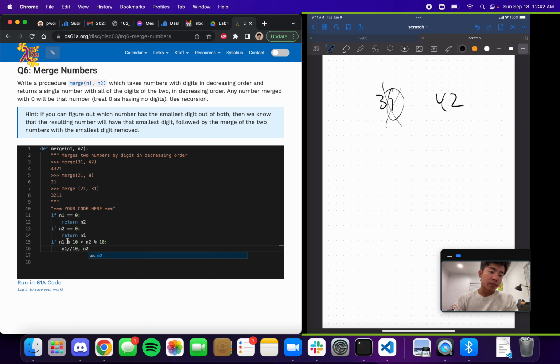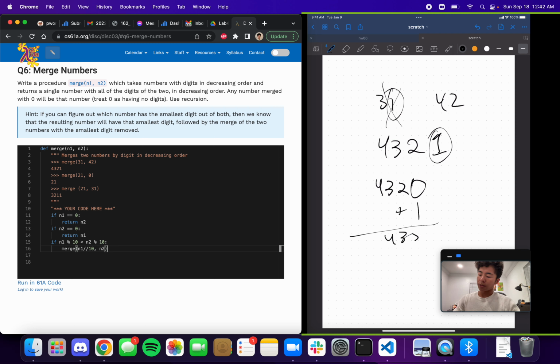And what do we want to do with this? We want to merge these together. Merge n1 divided by 10, so the 3, and n2, the 42. Then we can assume that we're going to get 432 out of it. And then what do we want to do here? Well, we want to insert that 1 back into the 1's digit. So we're going to take this 432, add a 0 to it, and then add 1 back in, and we get 4321.